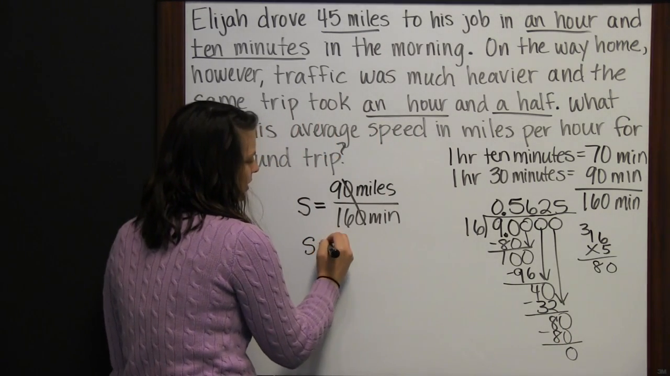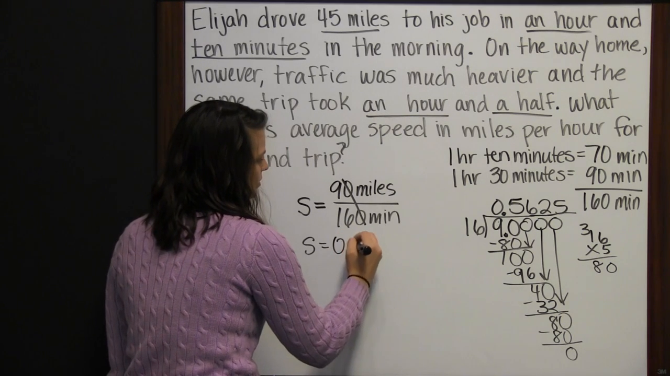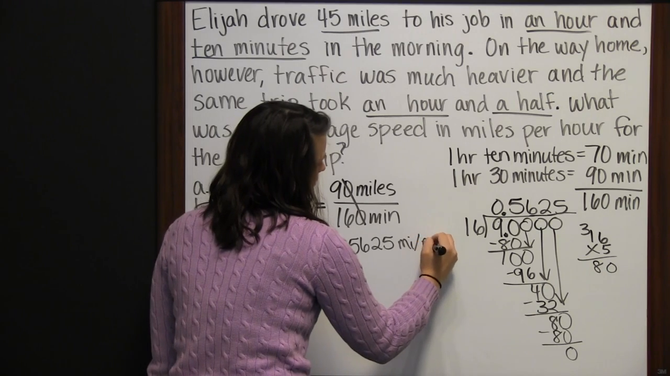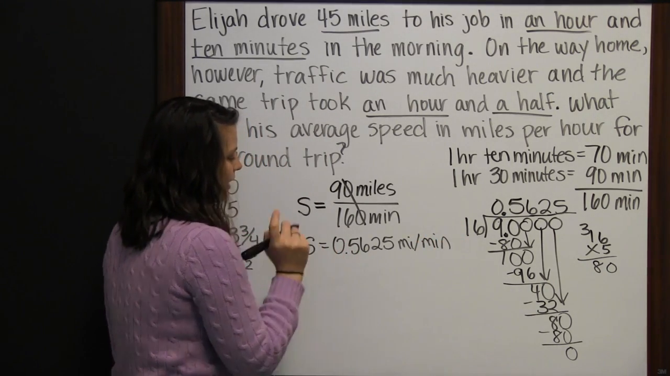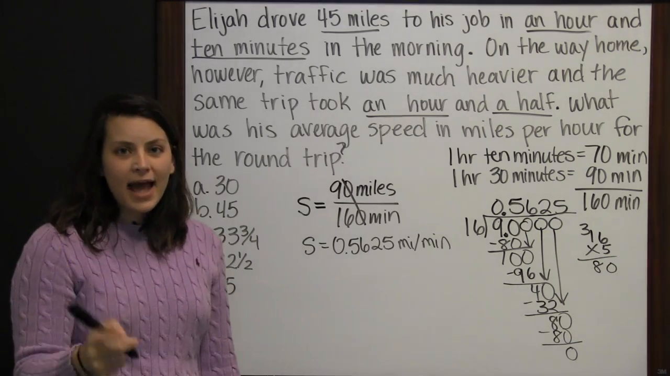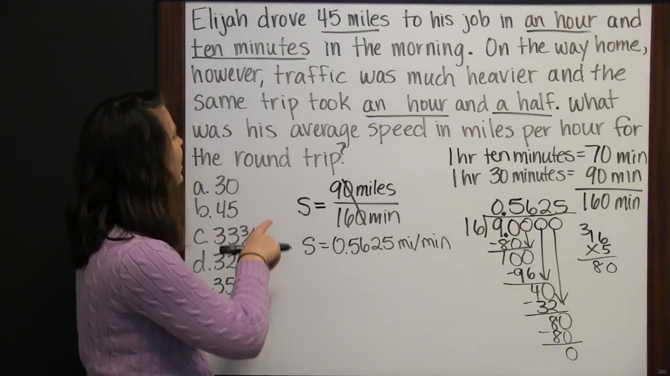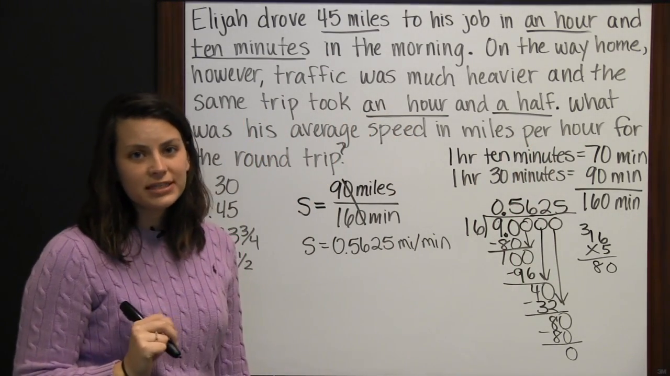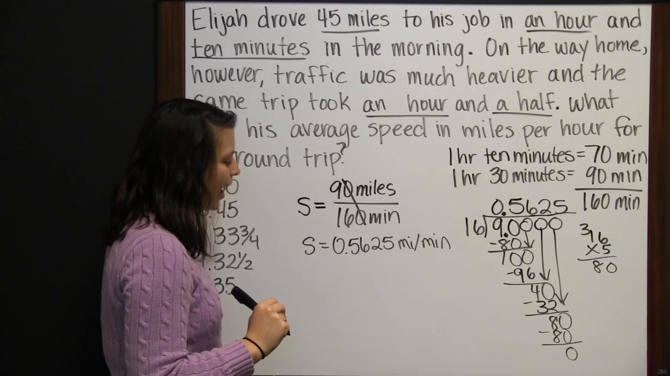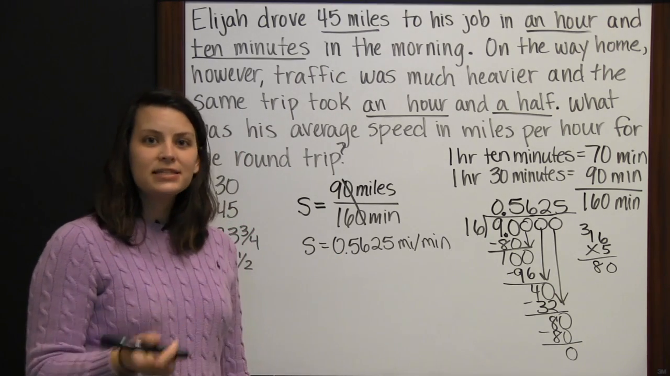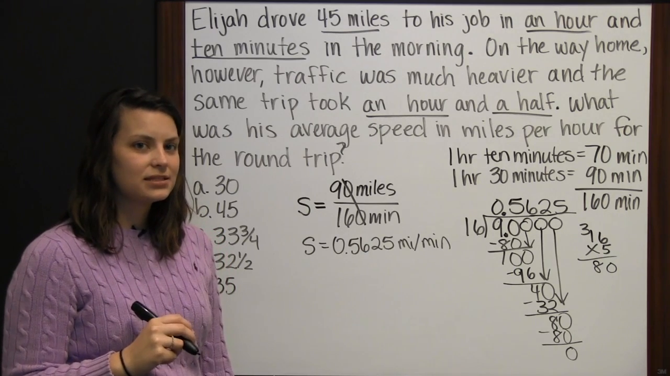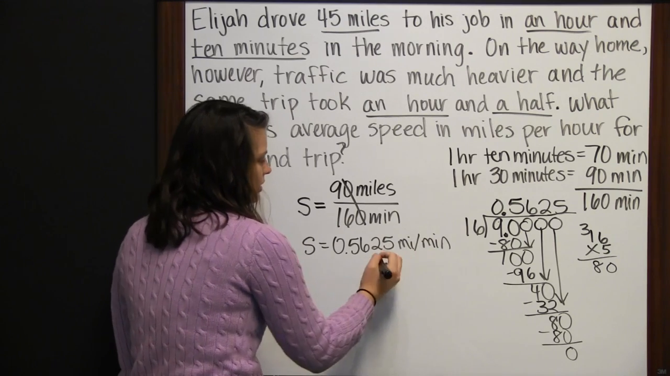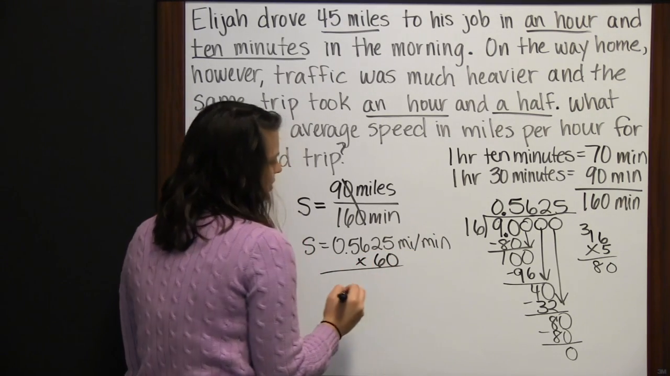So that means that his speed in miles per minute would be 0.5625. But they didn't ask us for his speed in miles per minute. They asked us for his average speed in miles per hour. So now I have to convert this speed into miles per hour by multiplying it by 60, since there are 60 minutes in 1 hour. So if he travels this speed every minute, then we multiply by 60 to find the speed in miles per hour.